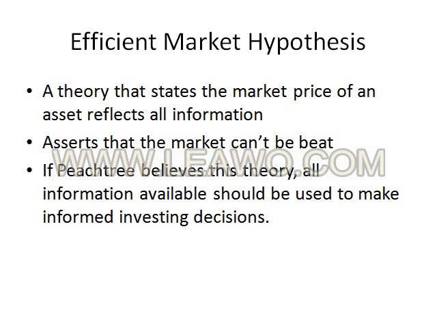Efficient market hypothesis. This is a theory that states that the market price of an asset reflects all available information. The assertion here is that the market cannot be beat because all pertinent information is known to all investors. If Peachtree believes in this theory, they could use all available information to make informed investing decisions.